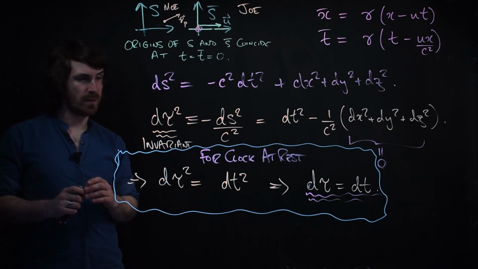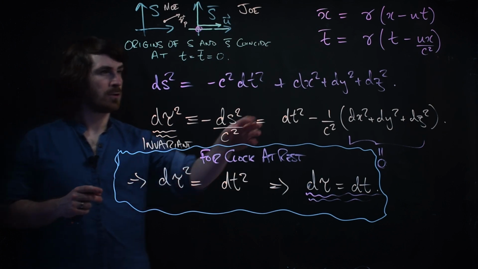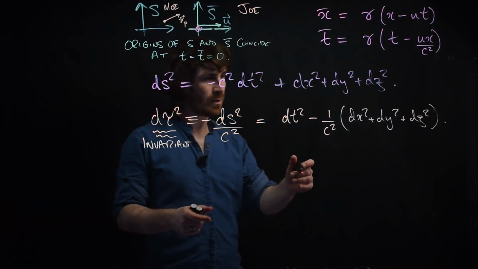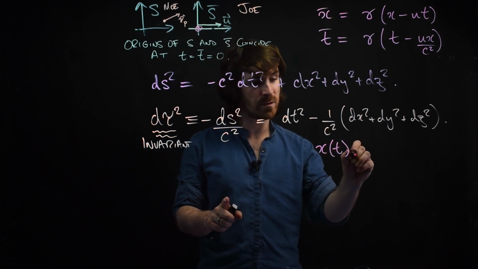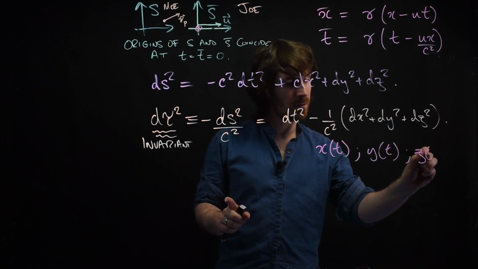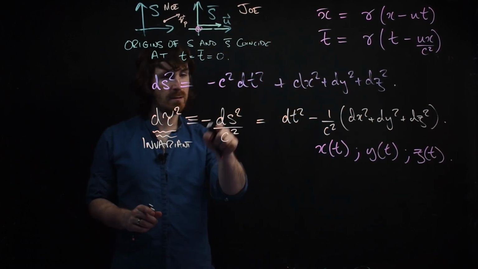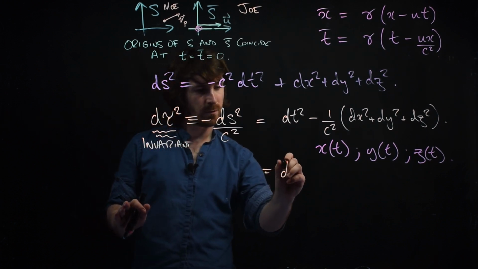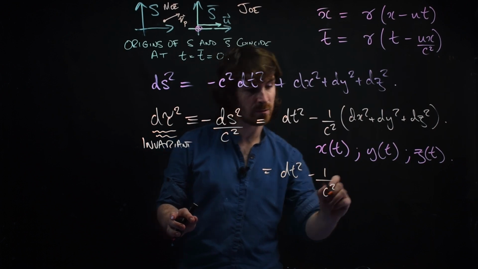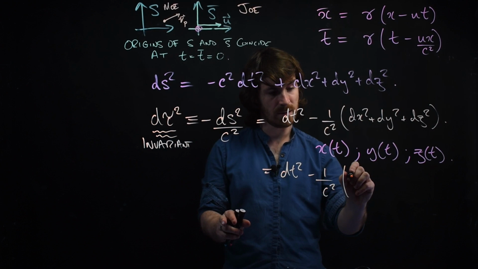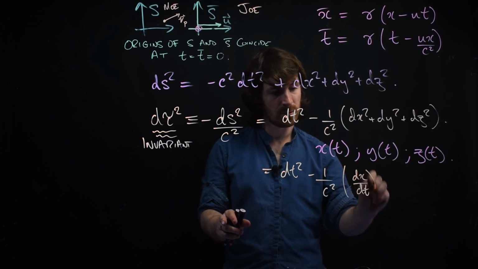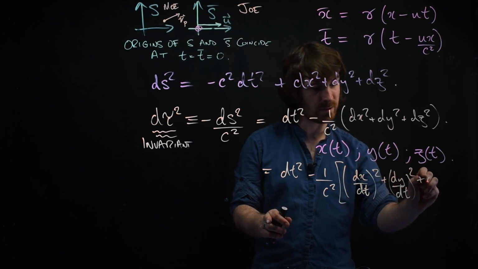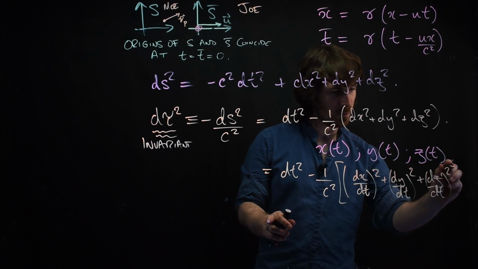So let's now think about the case in which there is motion and our coordinates x, y, and z depend on time. So if we have coordinates x that depends on time, y that depends on time, and z that depends on time, then this quantity ds squared over c squared with a minus can be written as: we've got the dt squared, and then we have 1 over c squared, and the dx squared we can write as (dx by dt) all squared, and we have (dy by dt) all squared, and (dz by dt) all squared, and then we have a dt squared.